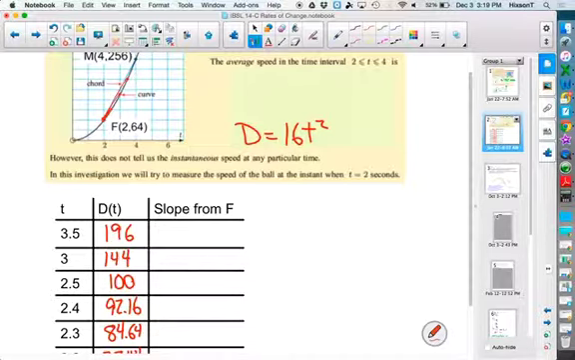Okay? The idea is the closer we get to the exact time we want, the more accurate that average will be to the actual speed at that moment.